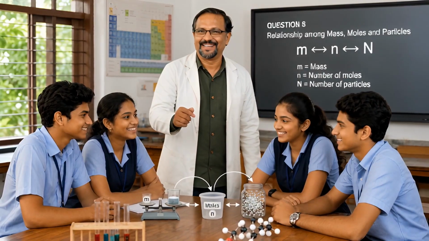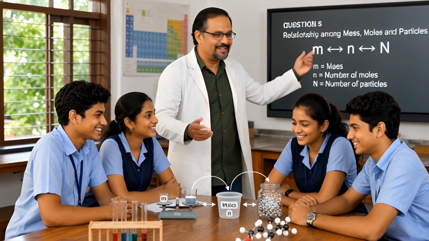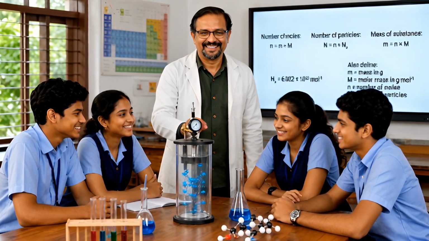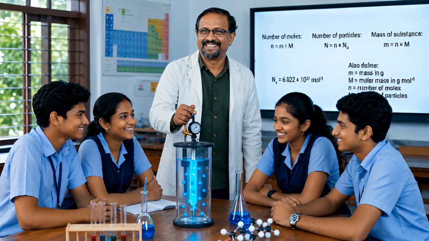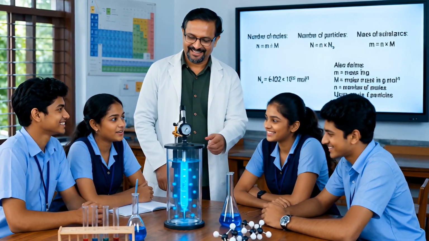Listen carefully to the eighth and final question. What is the relationship between mass, moles, and the number of particles? To find the number of moles, take the given mass. When it is divided by molar mass, the number of moles is obtained. Number of moles equals mass divided by molar mass. To find the number of particles, take the number of moles. When it is multiplied by Avogadro number, the number of particles is obtained. Number of particles equals number of moles multiplied by Avogadro number.